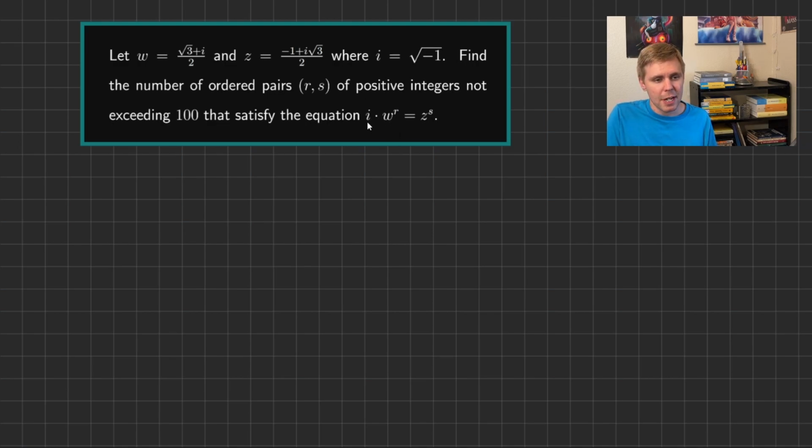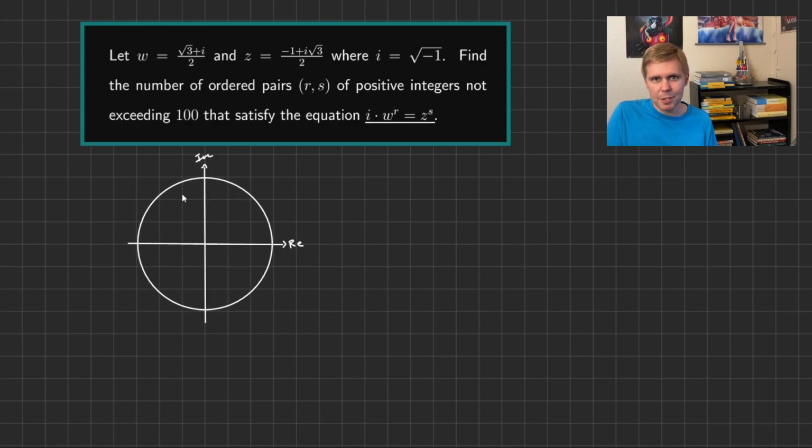Okay, so first I would like to better understand what solutions to this equation will look like. This equation involves a power of w and a power of z, where w and z are these complex numbers. Now, to take a power of a complex number, it's a lot easier if you have that complex number in polar form rather than standard form like this. So the first thing I'm going to do is convert these numbers to polar form. So I'm going to draw a little circle and put these on there.